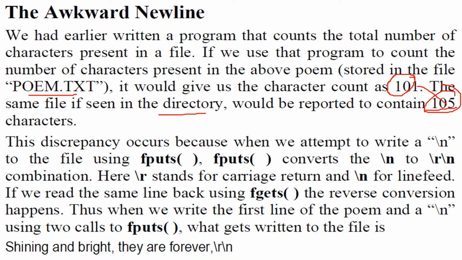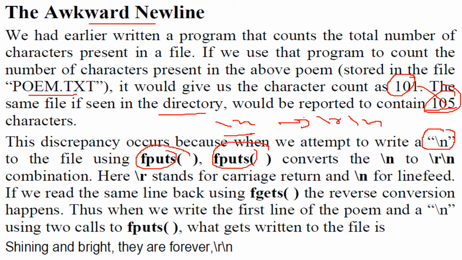There is a discrepancy. That is the awkward newline. This discrepancy occurs when we attempt to write \n to the file using fputs. What fputs does is take \n and put \r\n instead of \n. So this is a combination. This \r is nothing but the carriage return and \n is the line feed.